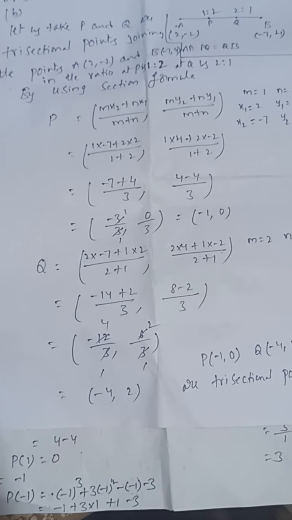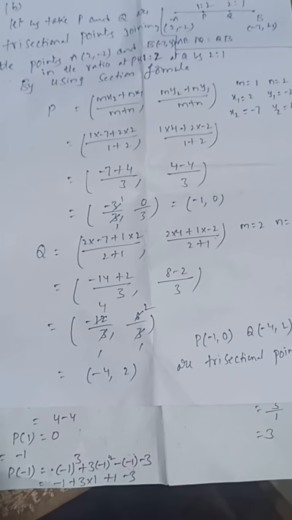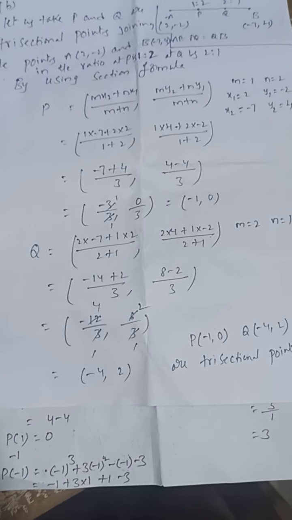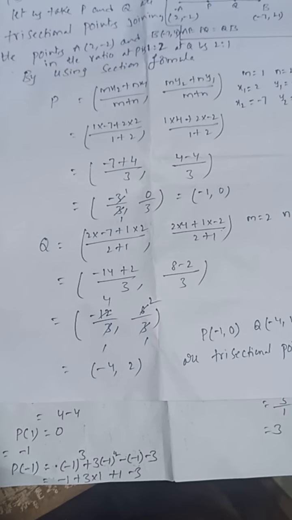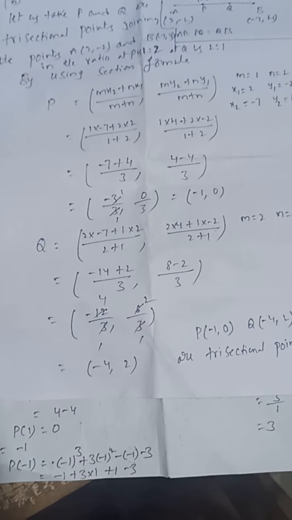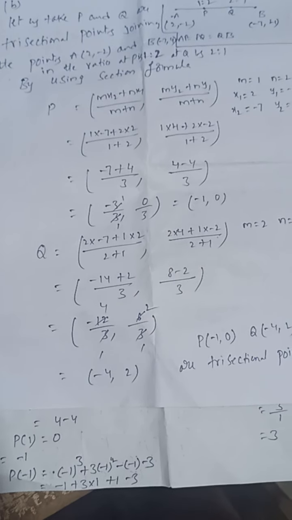Next, at point Q, the ratio is 2:1. So m is equal to 2, n is equal to 1. We substitute all the values and get the Q point as minus 4 comma 2. So P (minus 1, 0) and Q (minus 4, 2) are the points of trisection.